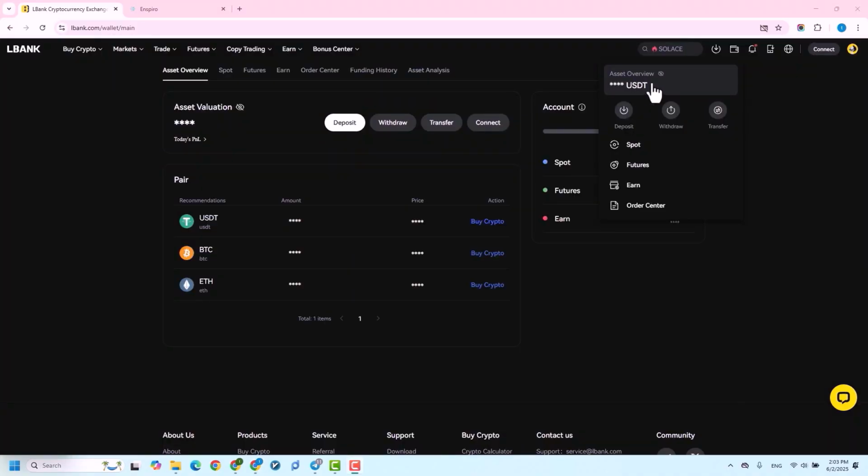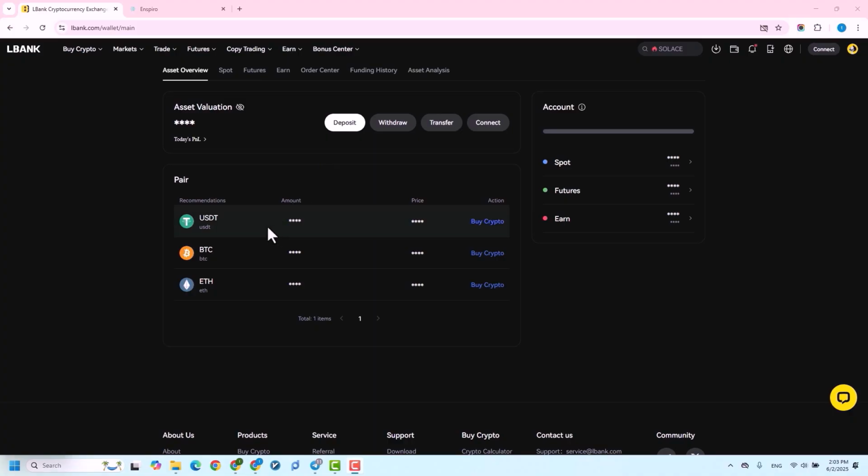In the Assets section, you can have a comprehensive and detailed overview of your assets. In the Assets Overview section, this page gives you a complete and summarized view of all your assets across different parts of your account, such as Spot, Futures, Earn, and others. It's a very useful tool for real-time monitoring and checking the overall status of your capital.